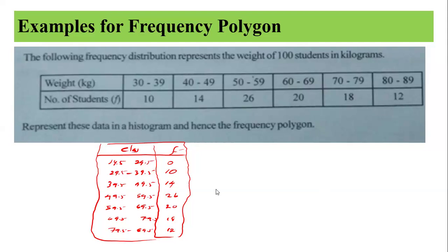Right, and after that please try to draw the histogram. Firstly, try to draw the histogram. And after that, based on this histogram, we can draw the frequency polygon curve.